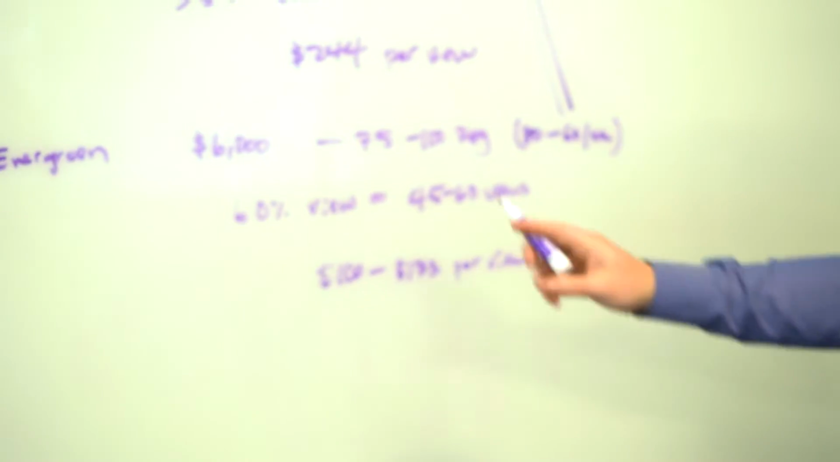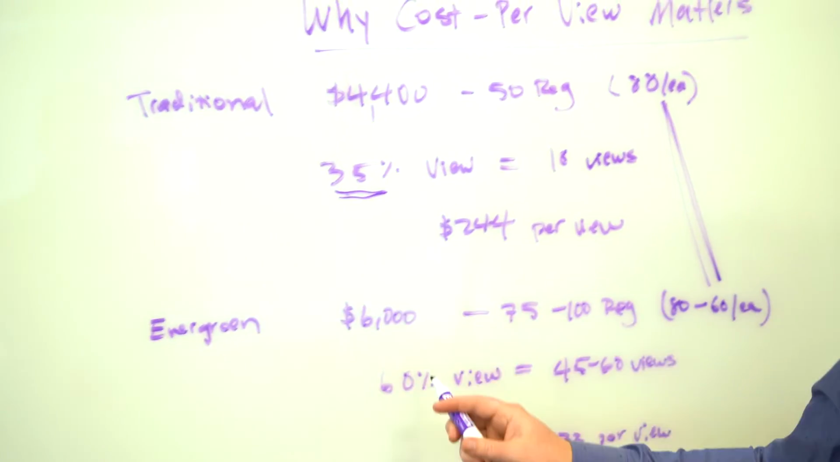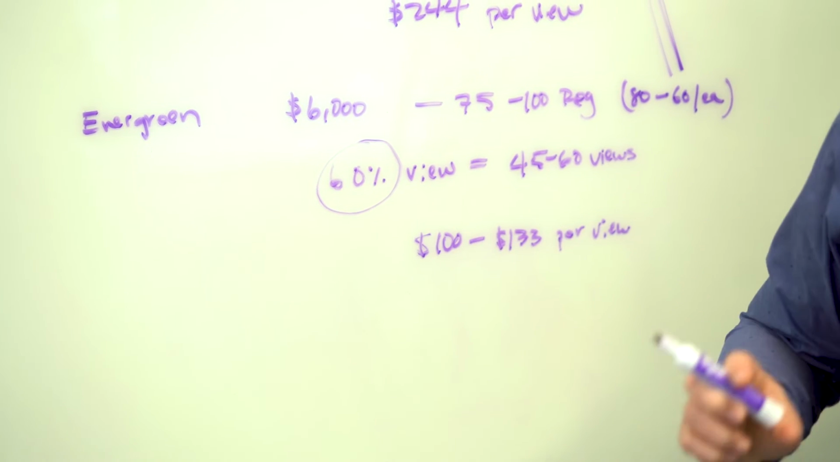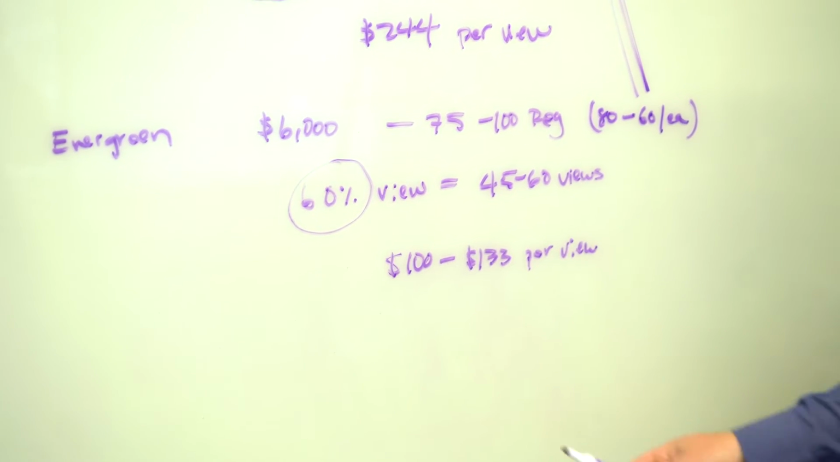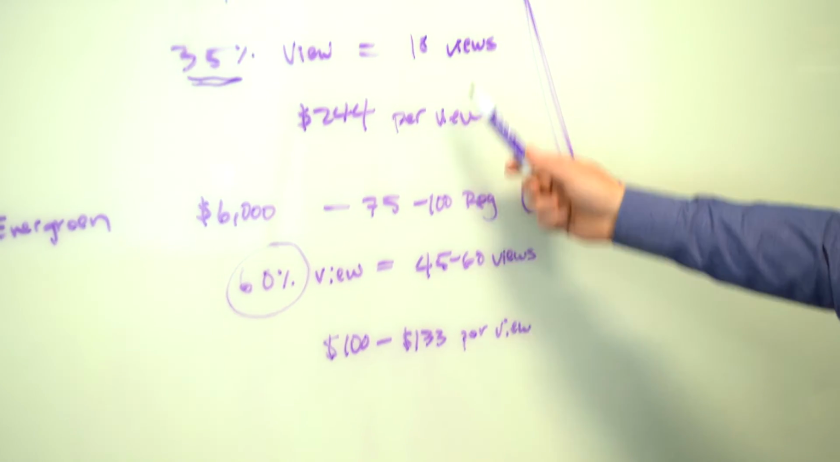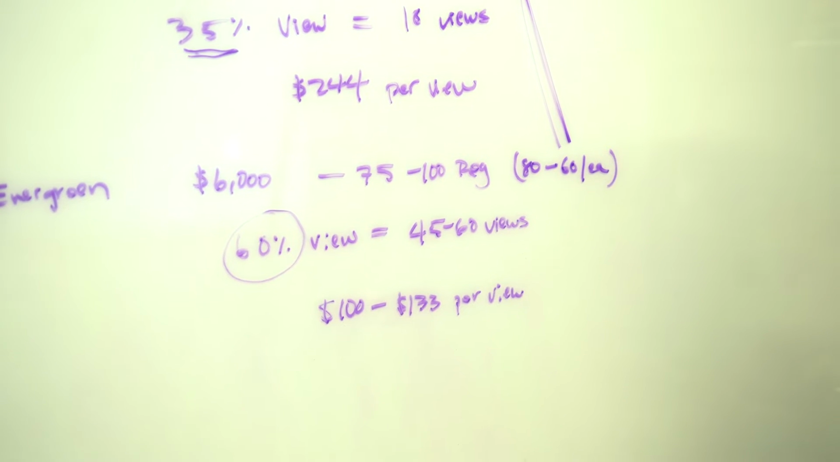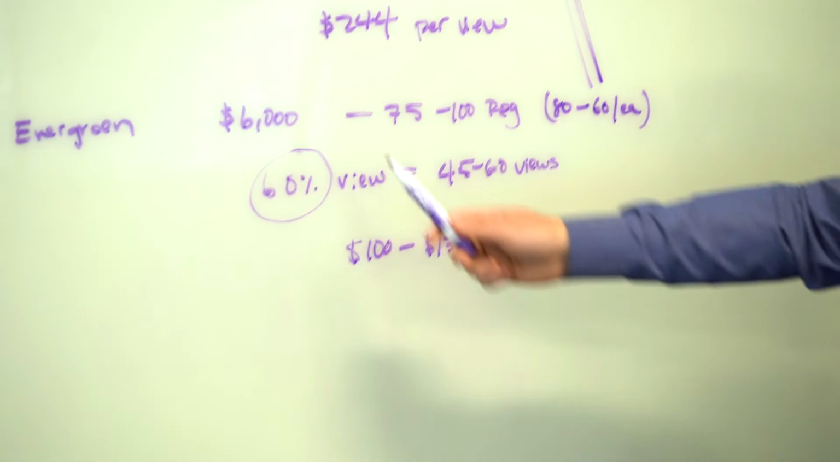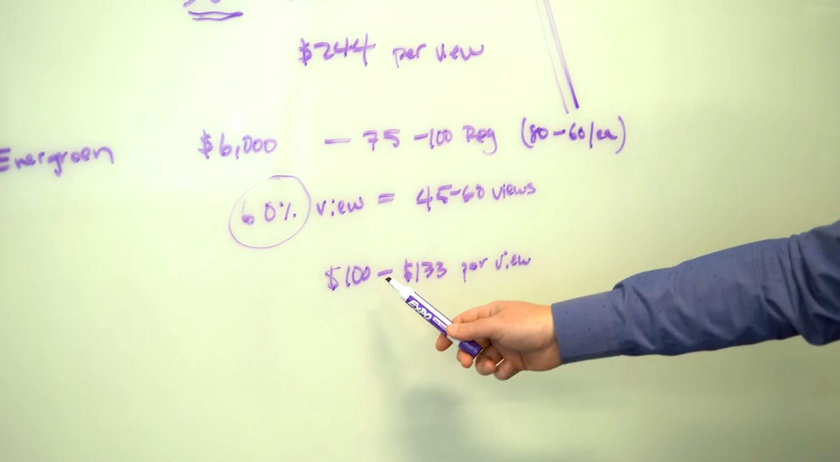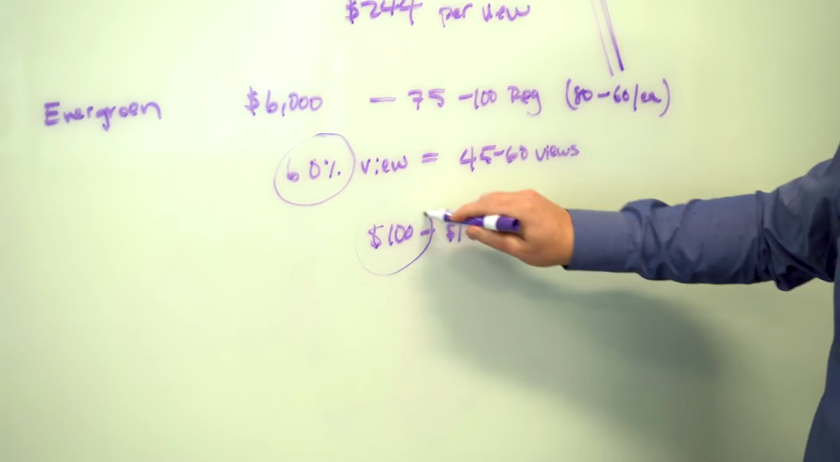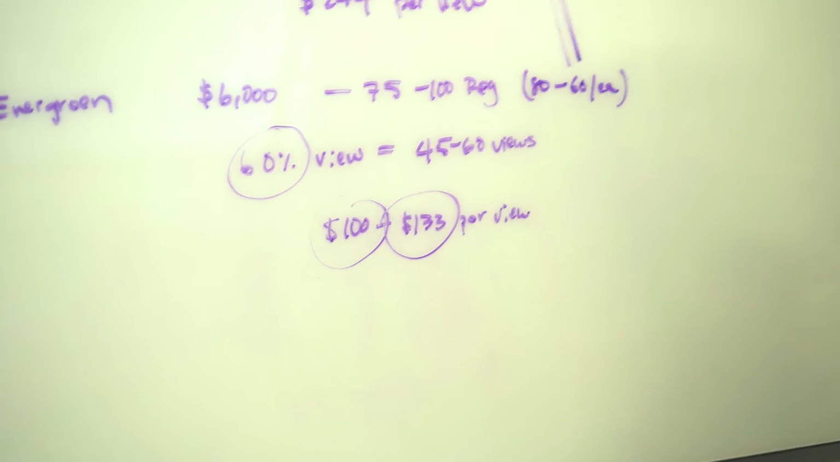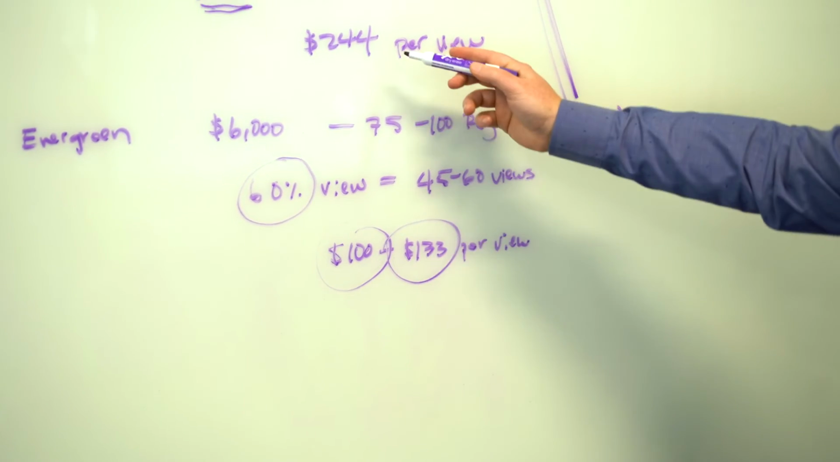The difference here is that rather than a 35% attendance rate, Evergreen webinars are averaging a 60% attendance rate. So now instead of having 18 views, we're at between 45 and 60, depending on how many registrations we have. And when you do the math on this, your $6,000 divided by either 45 or 60, you're looking at between $100 and $133 per view. That's literally more than a 50% difference from traditional webinars.